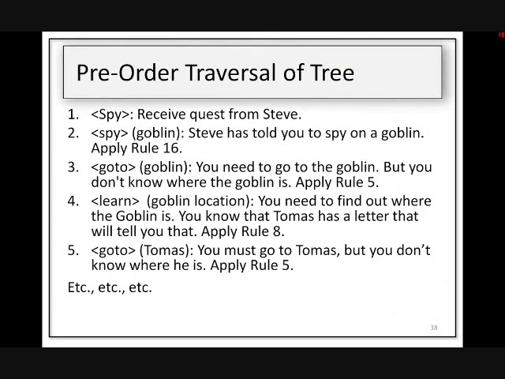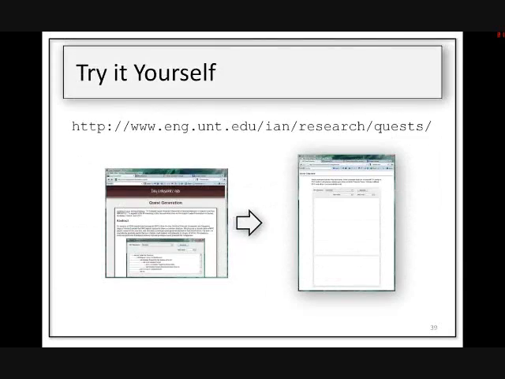So, pre-order traversal of the tree gives you the following. You receive the request from Steve. Steve tells you to spy on a goblin. You need to know where the goblin is. You need to learn where the goblin is. You're told that Thomas has a letter that tells you that. You've got to go to Thomas, but you don't know where he is, etc., etc. Let's not bore you with those details. You can look at the paper if you want a full list of those actions.